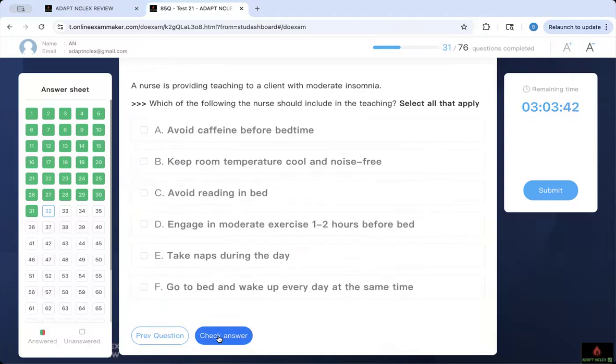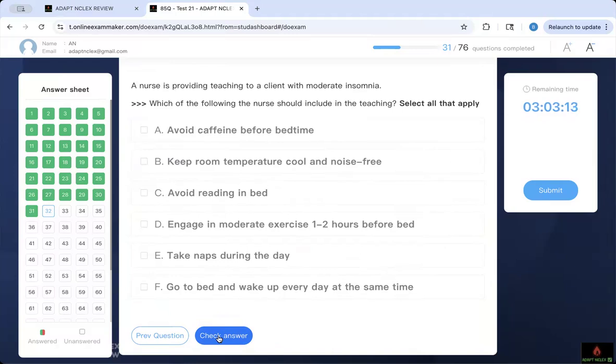And next is providing teaching to a client with moderate insomnia, a sleeping issue. Help me get to sleep. That's all. Which of the following would you include in the teaching? How do you help this patient sleep? Avoid caffeine before bedtime. Keep room temperature cool and noise free. Avoid reading in bed. Engage in moderate exercise 1 to 2 hours before bed. Take a nap during the day. Go to bed and wake up every day at the same time.